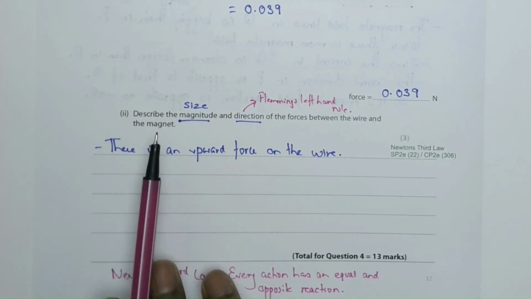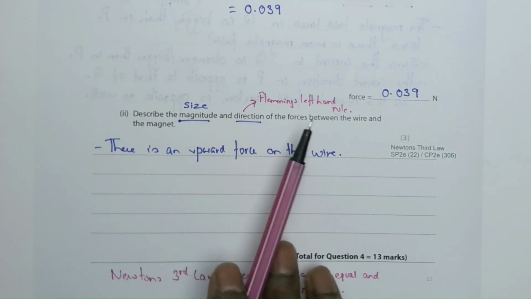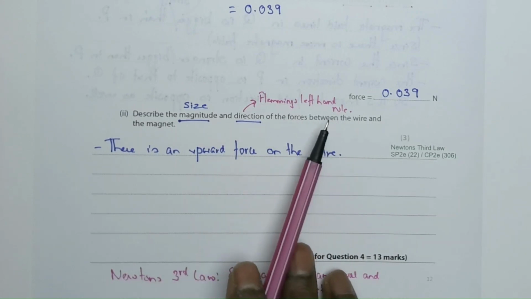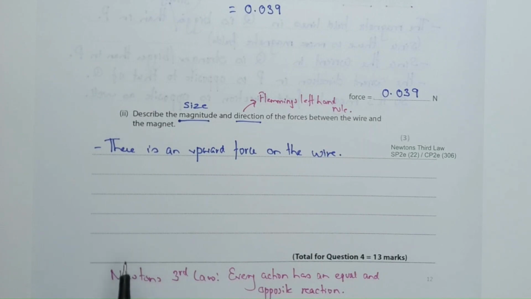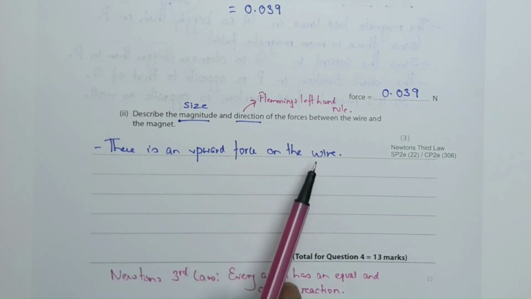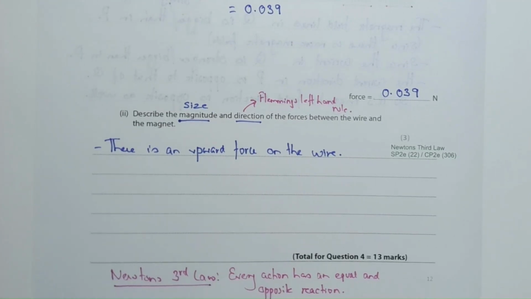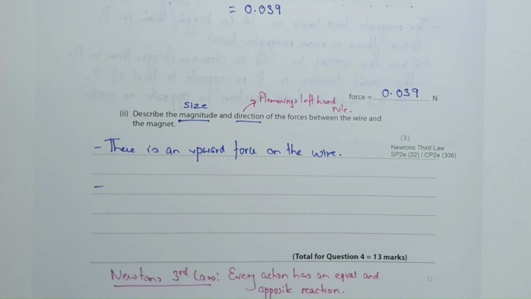Going back to the question, they are asking you to describe the size of the forces between the wire and the magnet. So if there is a force on the wire which is acting up, this is what we've said, then there should be, according to Newton's third law, an equal and opposite force acting on the magnet. So this is what we are going to write for the next part of the answer.